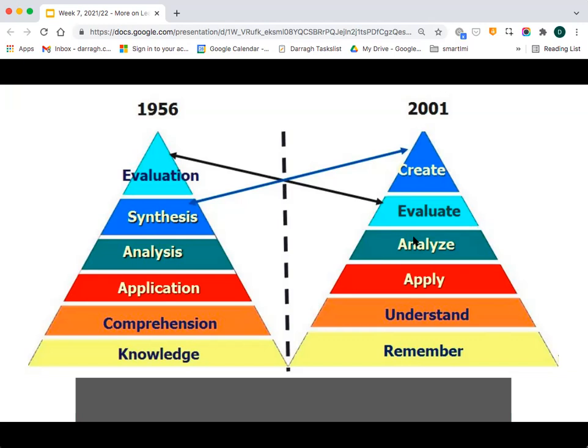The other thing it did was take the evaluation and the synthesis, swap them around, and tidy up the language a bit. So for example, the second to top category is evaluate, and the top category is create. That certainly makes a lot of sense, particularly when we think about these different categories and the different skills and abilities involved. Top of the table really would be to create something.